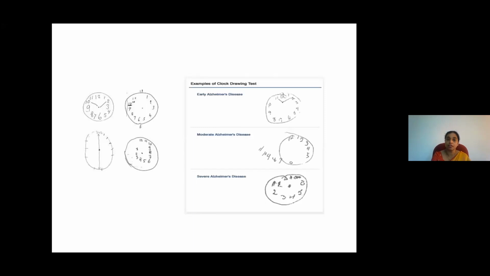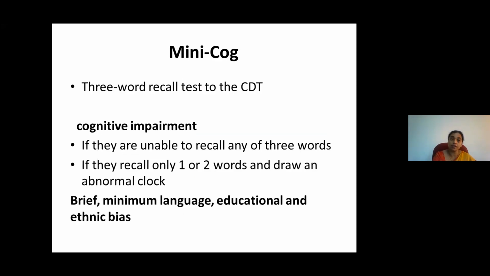So these are the clocks drawn by different stages of Alzheimer's. The 1st is mild, the 2nd is moderate, the 3rd is severe Alzheimer's disease. So it's a very important test. Then the slightly extended version of the clock drawing, that is the Mini-Cog.